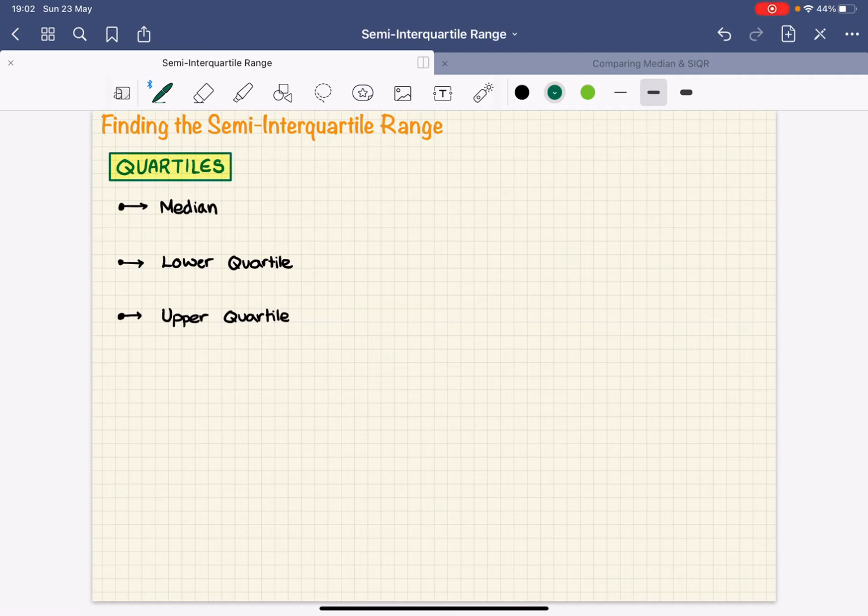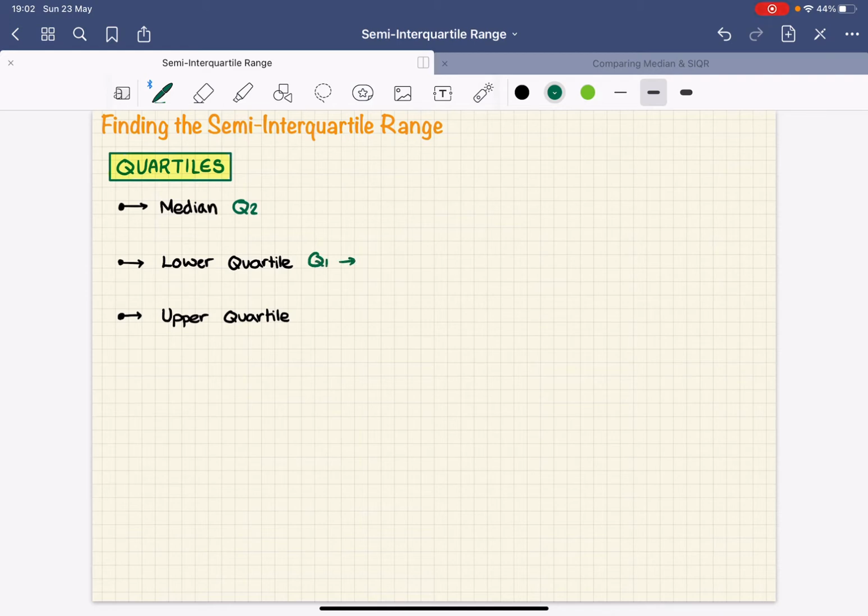Alright, so in this video, we're going to be looking at finding the semi-interquartile range. To start off, we need to actually know what quartiles are. The one which we're quite familiar with is the median. That is sort of like our middle quartile, but we just typically use the word median. Sometimes we shorthand it to Q2. Next, we've got our lower quartile, which we can shorthand to Q1.